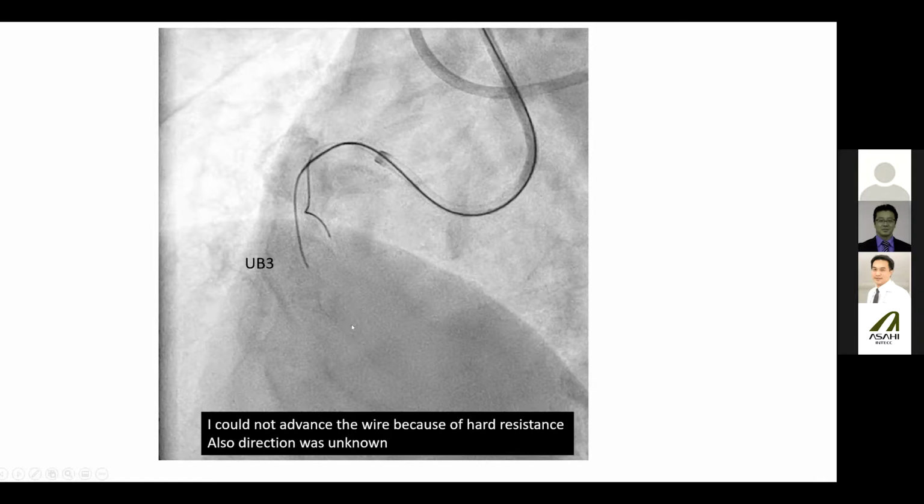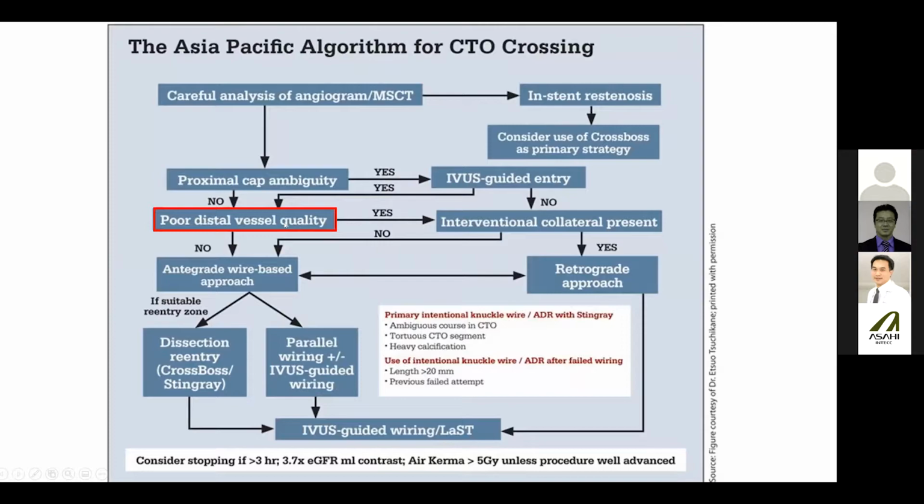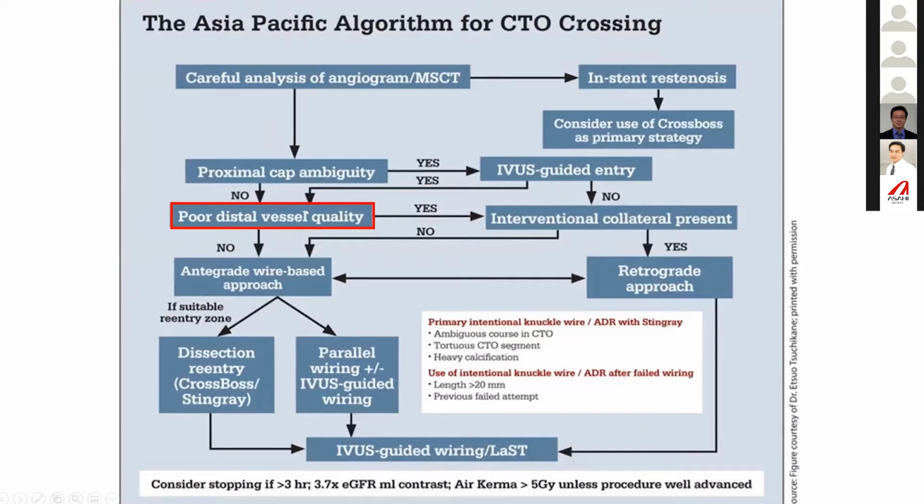So I could not move the wire well because of hard resistance. Also, the direction is unknown. I can do only rotating. If I am lucky, I can go, but I have resistance. I stopped advancing the antegrade wire at this point. The distal vessel quality is poor, but I did not advance the wire antegradely. And interventional collateral is present, yes. So the retrograde approach.